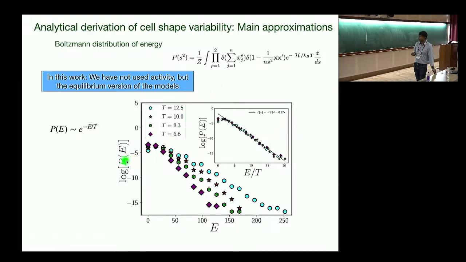So we are plotting the energy as a function of log of P(E). If it is Boltzmann-like, then you will see a straight line. Apart from the first couple of points, it seems to be agreeing. Moreover, if it follows this distribution and if you plot this scaled by the temperature T, E over T, then it should fall on a master curve, and it also falls on a master curve.